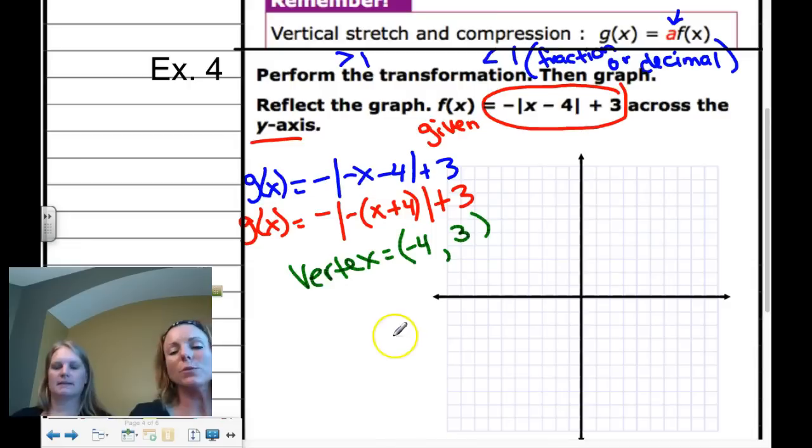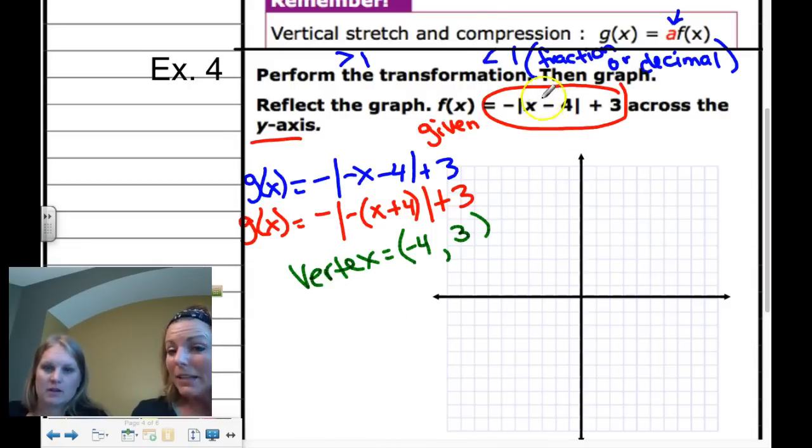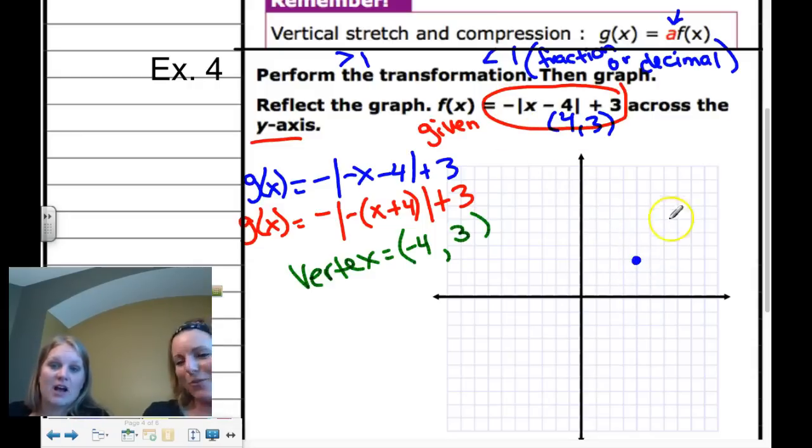So let's do this. We have a couple things we want to do. What's the vertex of the given function? The original one? That is going to be 4, 3. So let's plot that. 1, 2, 3, 4, 1, 2, 3. And we know which way it is going to go? Well, here we have the negative. So that means it's going down instead of up. The negative out front means it's reflecting over the x-axis.